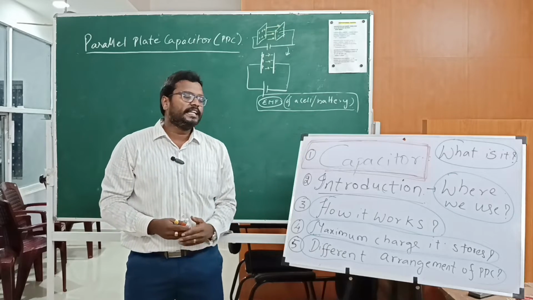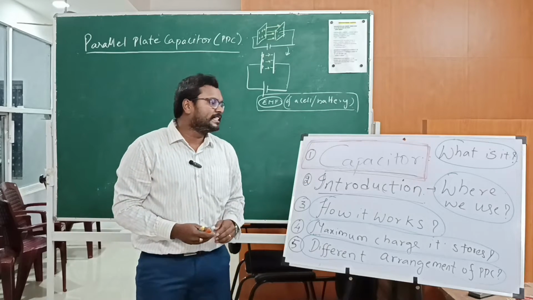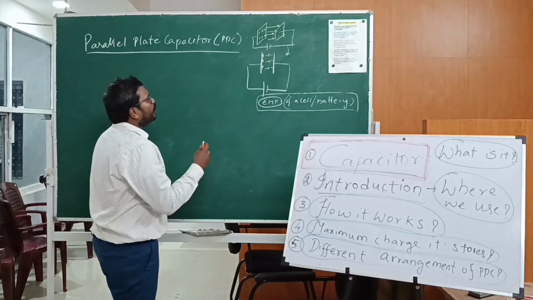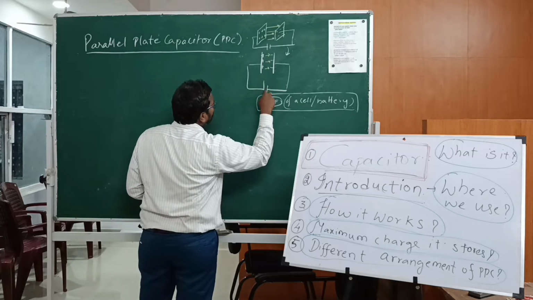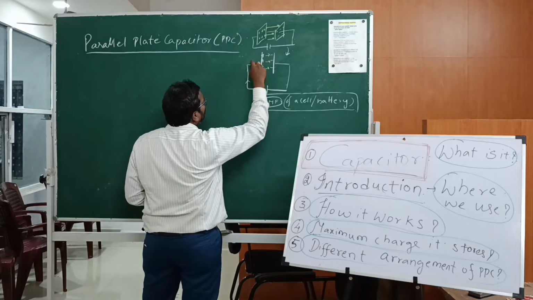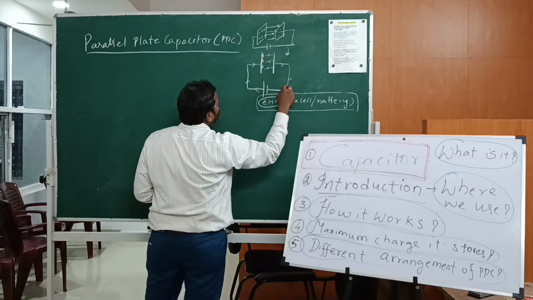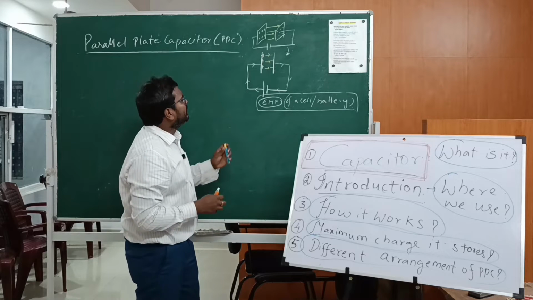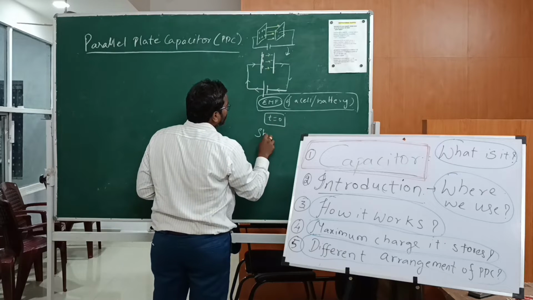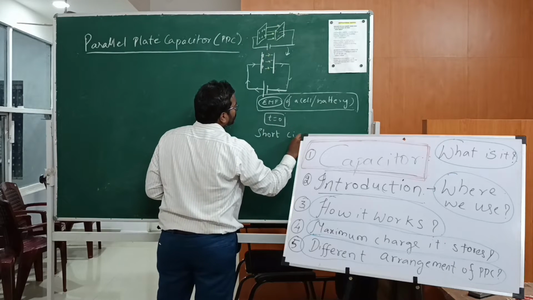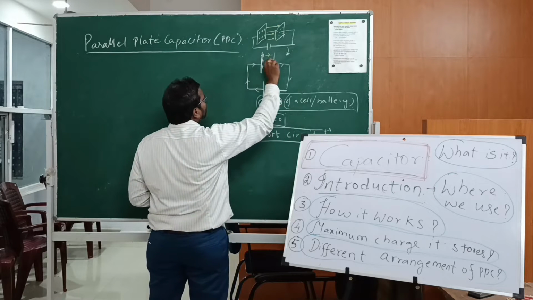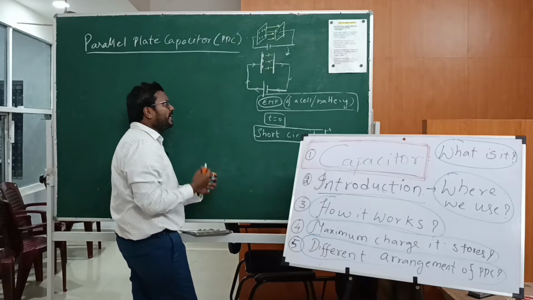That is the introduction part. We have seen where we use it, and now let us discuss how it works. Wherever a positive higher potential plate is connected, slowly charges are going to be stored in it. When t is equal to 0, the capacitor behaves as a short circuit.